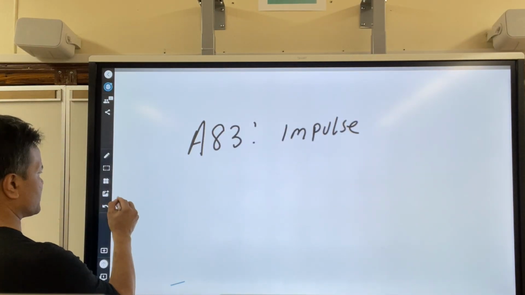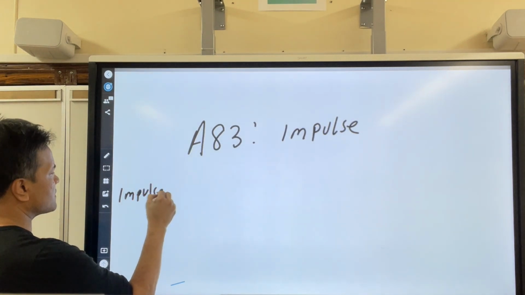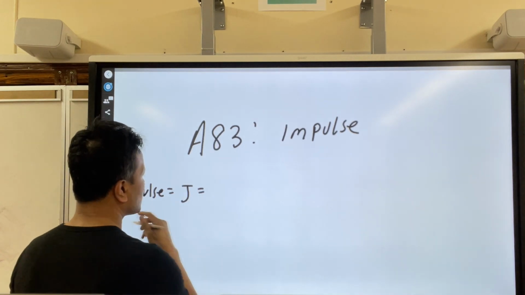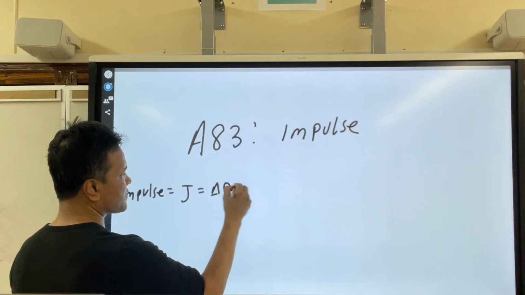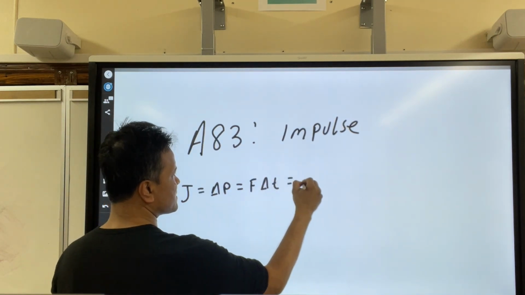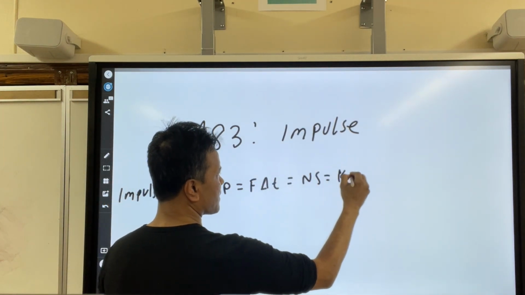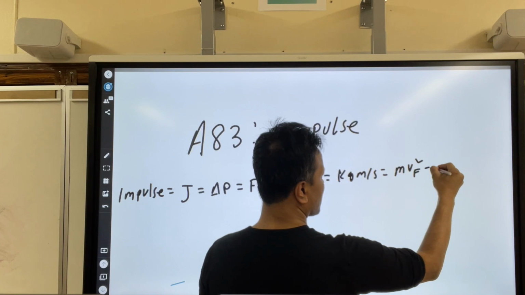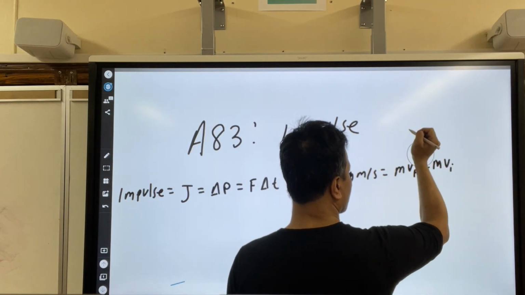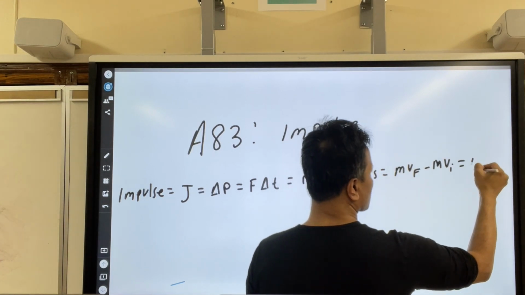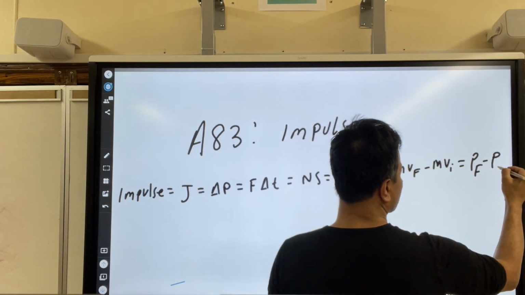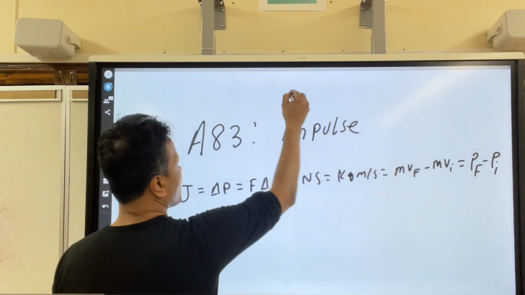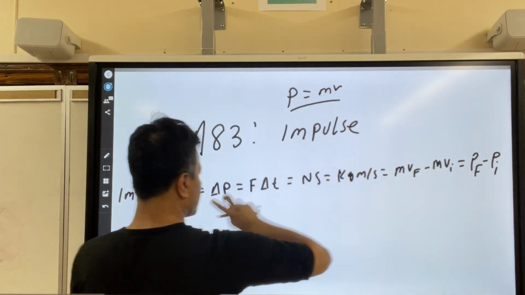We're going to try to understand this. Impulse is equal to J. J is the dimensional symbol for impulse. J is delta P, which is F delta T, which is Newton second, which is kilogram meter per second, which is mvf minus mvi, momentum final minus momentum initial. Remind you, the momentum is mv. This is what we're going to try to understand.